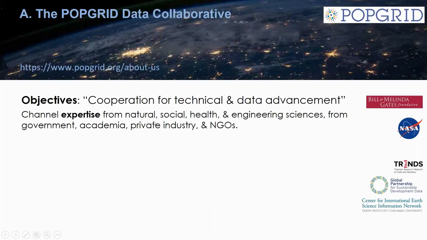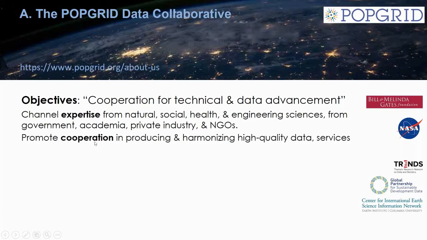They do this by channeling expertise from natural, social, health, and engineering sciences, from government, academia, and private industry, as well as NGOs. This unique cooperation promotes producing and harmonizing high-quality data services, as well as services that can be used by the user community. The POPGRID Secretariat is a collaboration of CIESIN, the Center for International Earth Science Information Network, TReNDS, the Thematic Research Network on Data and Statistics, as well as GPSDD, which is the Global Partnership for Sustainable Development Data.